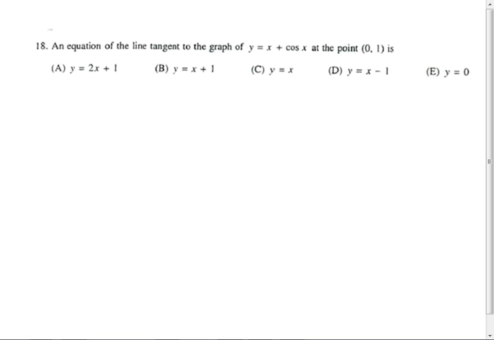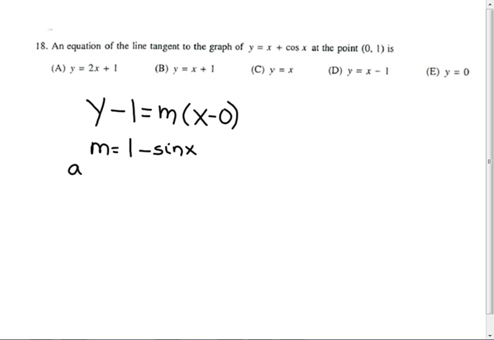Multiple guess here. Well, y minus 1 is equal to m, times x minus 0. So I need to find m. What's m? It's the derivative of that. What is that? Minus sine of x. And we will find it at x equals 0. So m equals 1. So y minus 1 equals x. So y equals x plus 1.